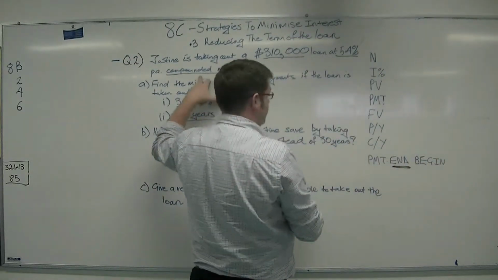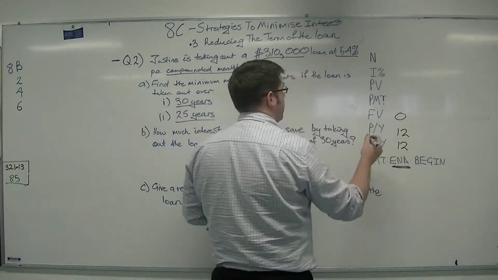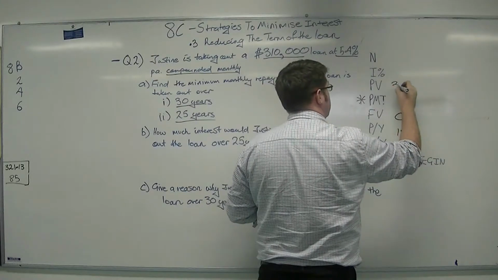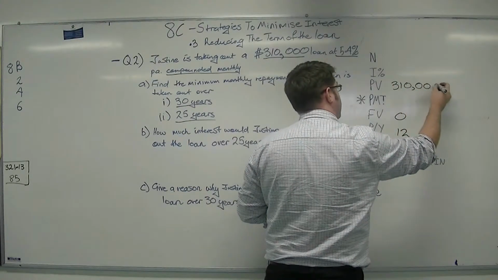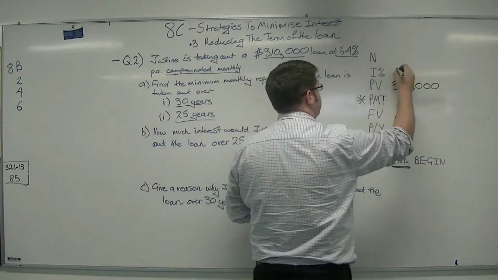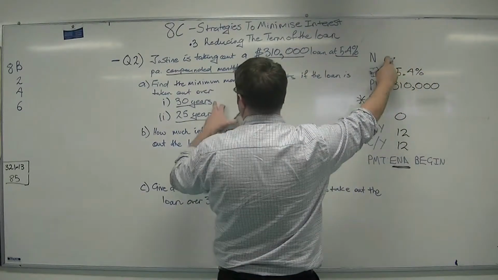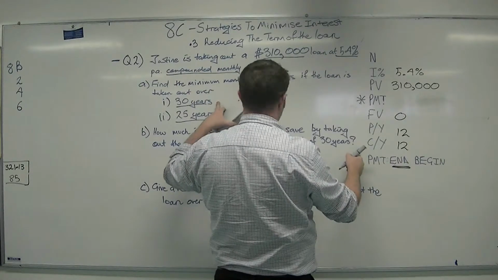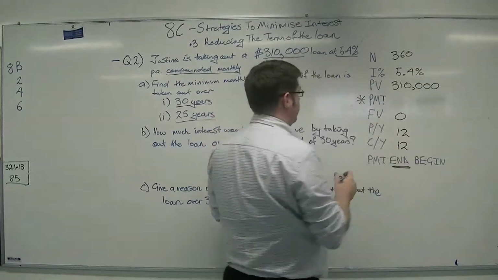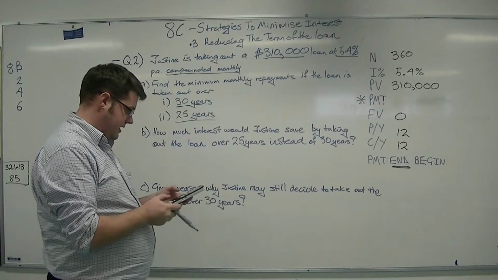So we know we're compounding monthly, so this here will be 12 and 12, final value will be 0. The payment is what we're solving. The present value is $310,000. The interest rate, we're told, is 5.4%. Our number of terms, so 30 years at 12 turns, 360, that's 360 periods.